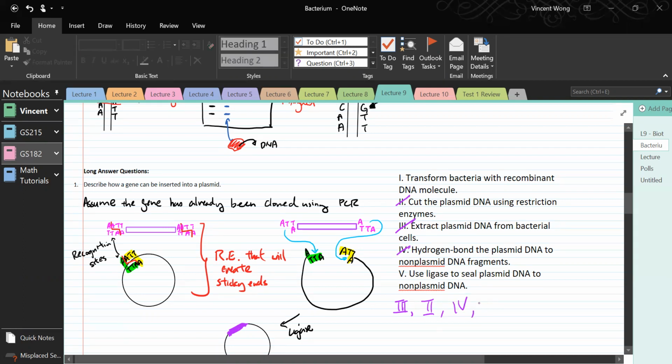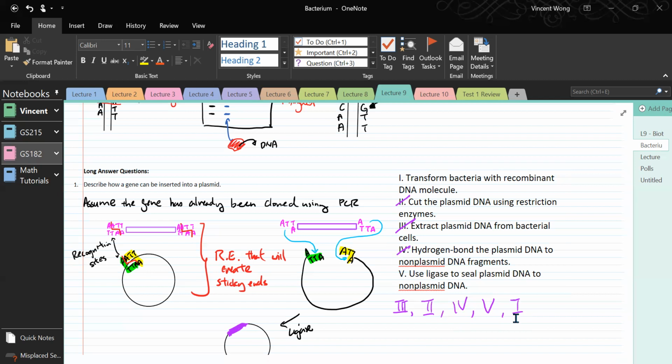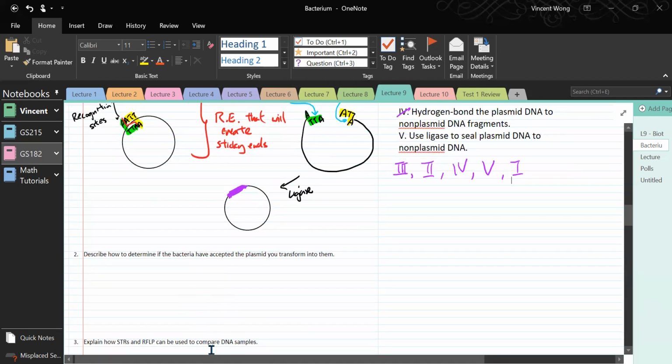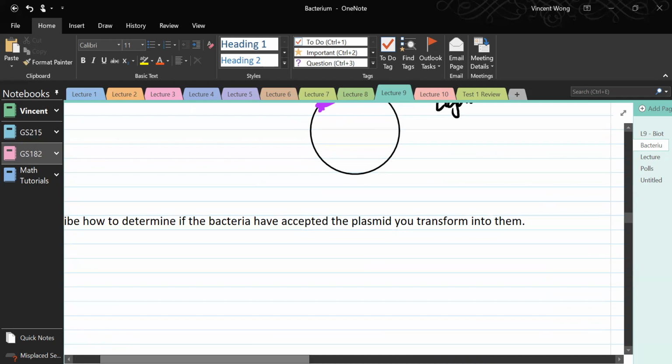And then you're going to use a ligase to seal them. And then finally, you're going to feed this plasmid back into the bacteria. So if you see something like this on the test, and you will see something like this on the test, hint, hint, nudge, nudge, this is the answer: 3, 2, 4, 5, 1. Are we good? I assume the rest of you are also okay. Thank you for verifying, Adriana and Sakina. Okay, great. Thank you.